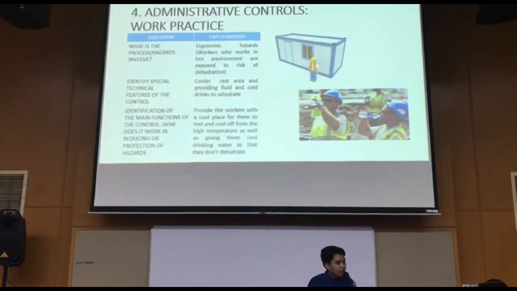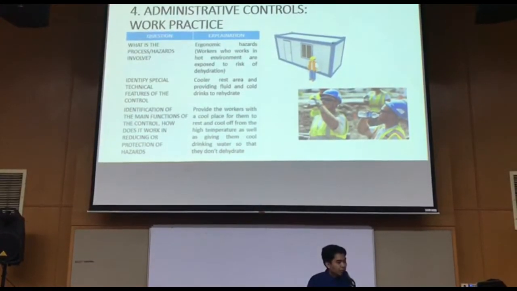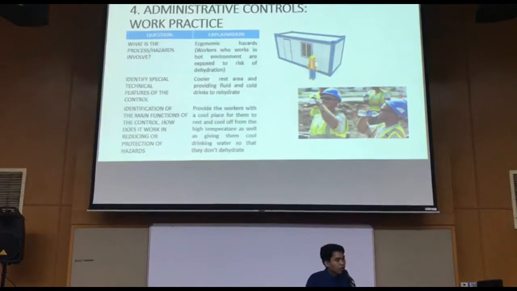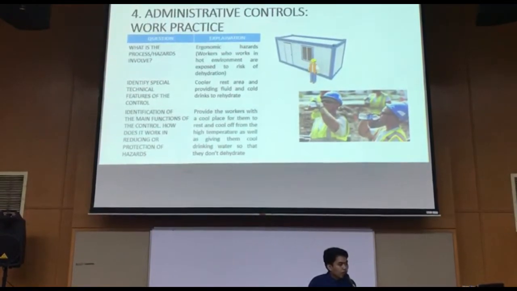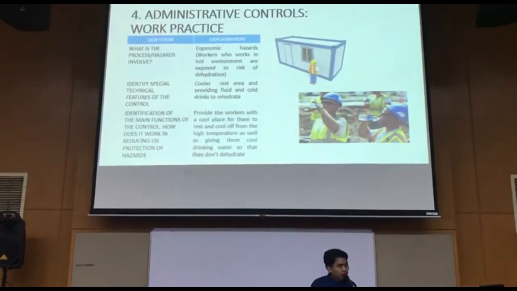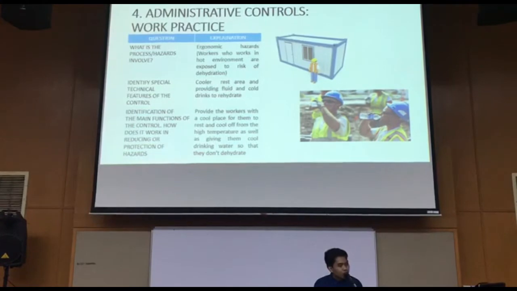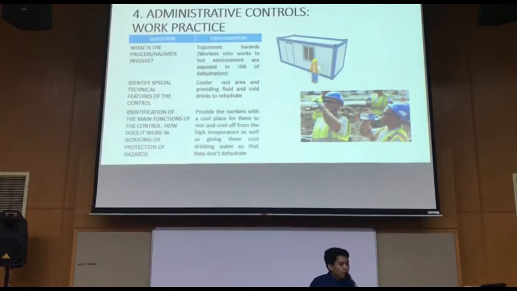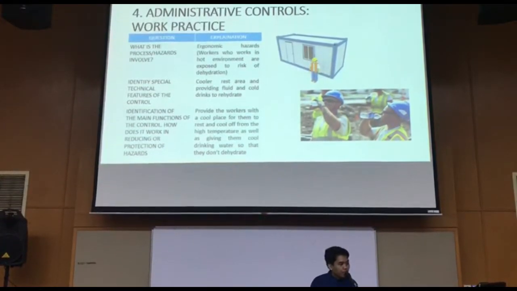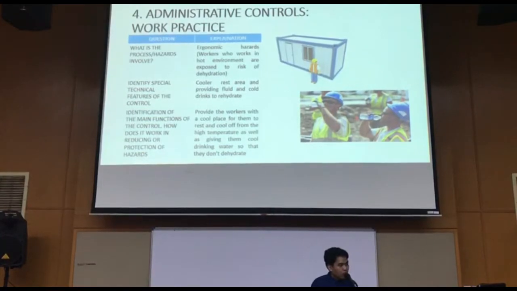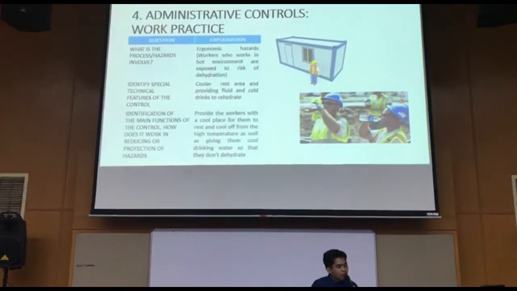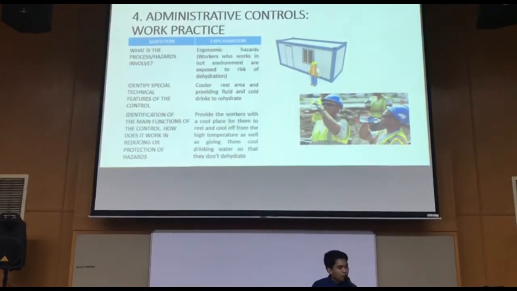So the identification of the main functions of the control. How does it work in reducing the protection of hazards? We need to provide the workers with a cool place for them to rest and cool off from the high temperature, as well as giving them cool drinking water so that they don't dehydrate.